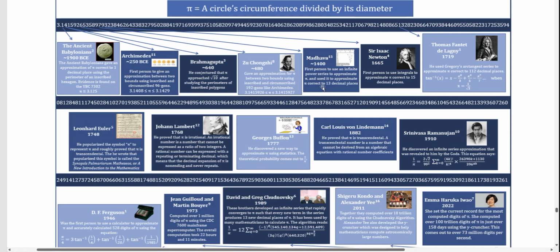Madhava in India was the first person to use an infinite power series to approximate pi, and was able to use it to approximate pi correct to 13 decimal places. Sir Isaac Newton, one of the inventors of calculus, in 1665 was the first person to use integrals to approximate it, and he got about 15 decimal places.